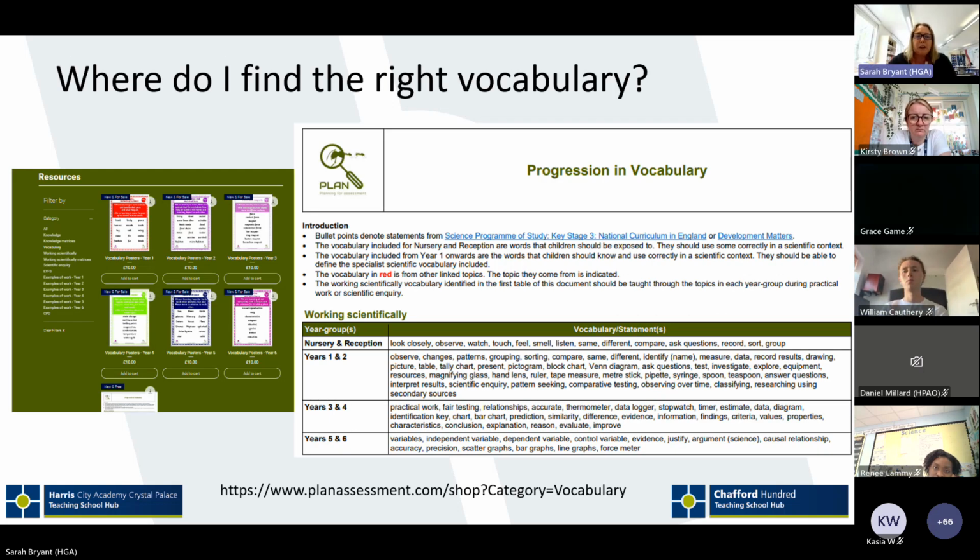So where do I find the right vocabulary? So one of the places I always recommend is an online platform which is free called Plan Assessment. The address is there on the slide. They have already made a progression vocabulary for you, and it's really useful to tap into just to see, am I using the right level of words?